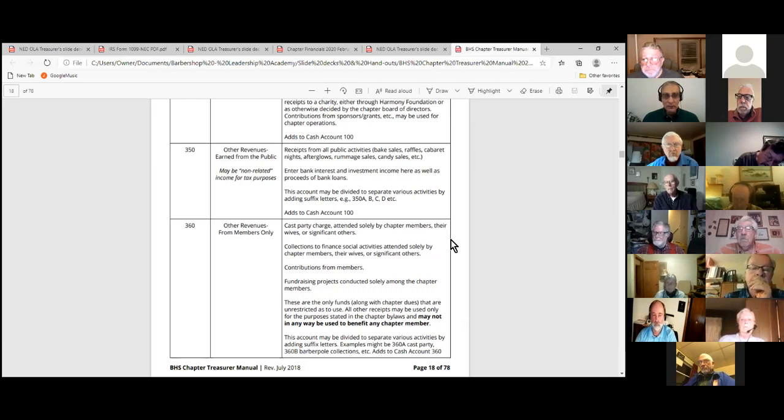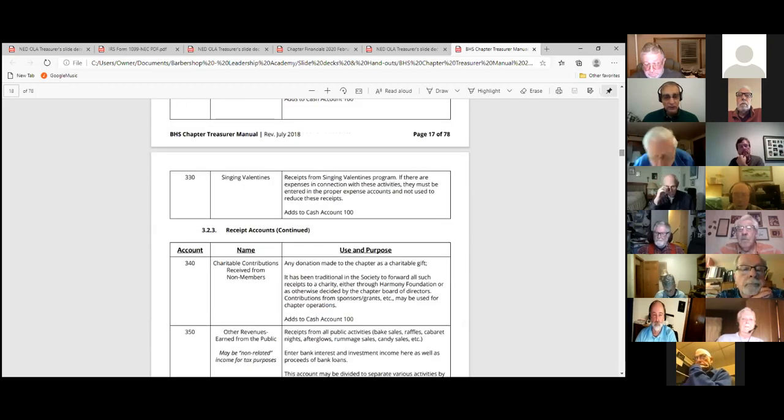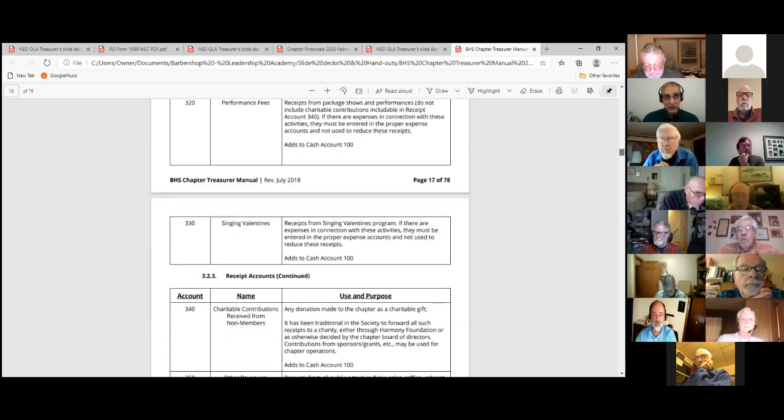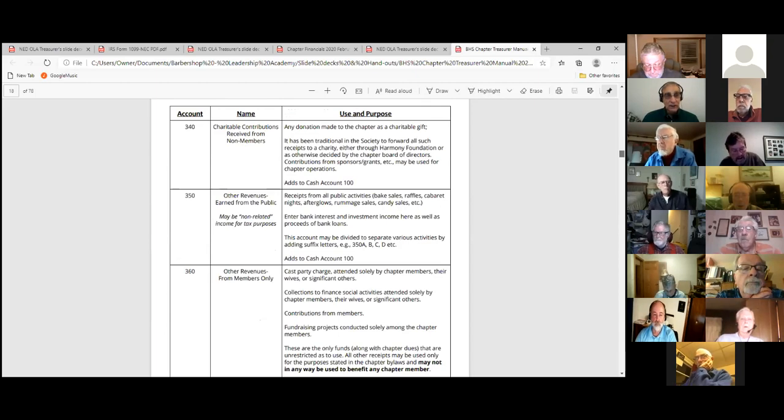If money comes in from members only that they do not intend to take a tax deduction for, or it comes in through dues, you can use it for any purpose, such as to finance social activities. All the other monies that you get, like revenue from shows, performances, quartets. Let's see what other categories we have here. Singing Valentines, performance fees, charitable contributions.